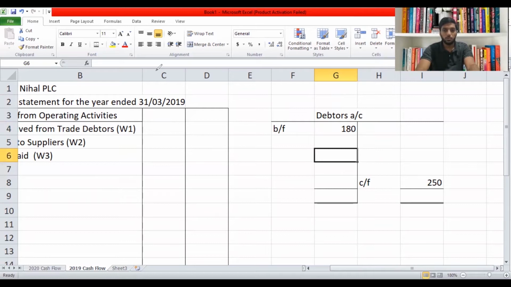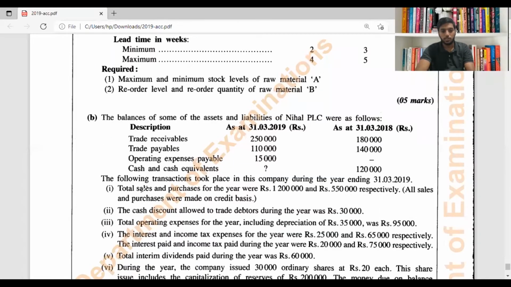Then I'll move on to the sales we have made. What is the amount of sales they have actually made on the sum? You can see the total sales was 1,200,000. Purchase is not relevant to the debtors account. It is a part of the payables account. So I'll take sales 1,200,000, and the cash discount allowed was 30,000.